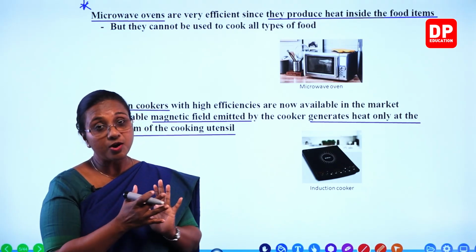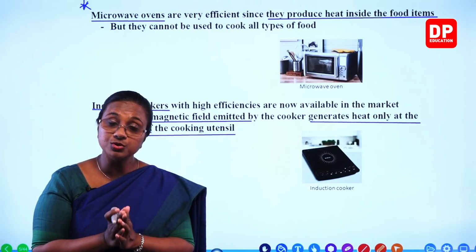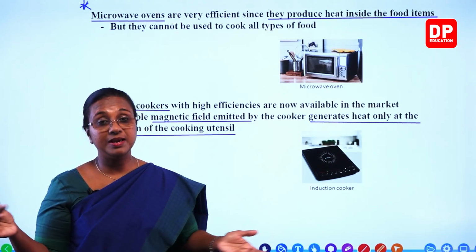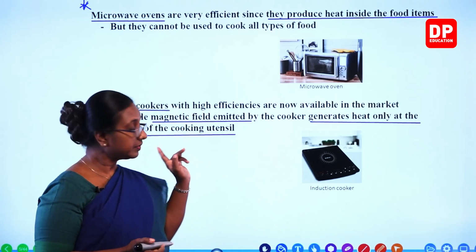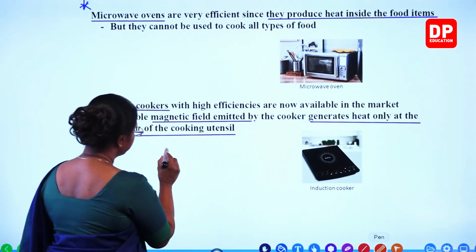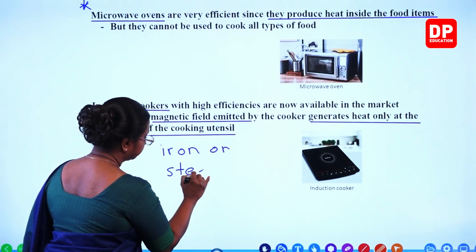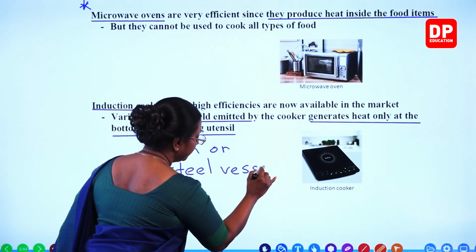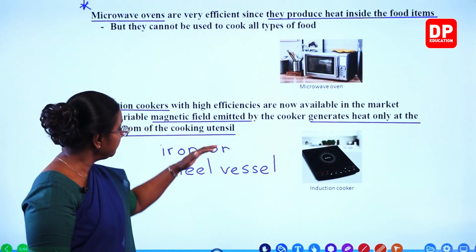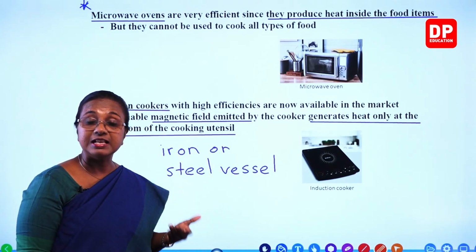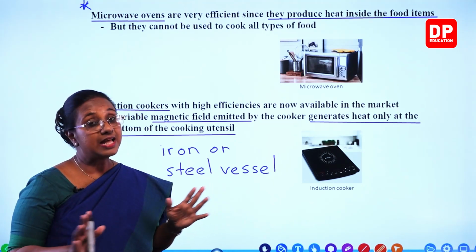But at the same time, they give a limitation, they specify a certain size. The vessel should not be too small or too big. Then the efficiency reduces. So, if you use the correct vessel, you have to remember it has to be either iron or steel vessel. That is something you have to remember because of this magnetic field. Only with these types of vessels, the magnetic field emitted by the cooker will generate heat. Is that clear to you all?